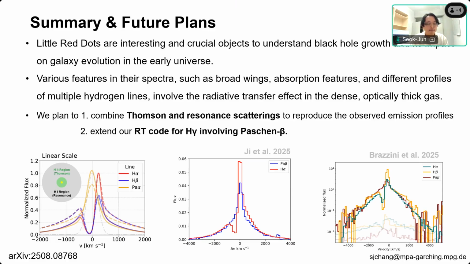to break the degeneracy and tell which scenario is correct. But there is still a caveat, because most LRDs are observed by James Webb, which means the redshift is much higher than 1 or 2, so it is really hard to get a spectropolarimetric observation. Maybe with HWO we can figure out the polarized features of H alpha and H beta from LRDs. I'm looking forward to that. Thank you. Are there any questions?